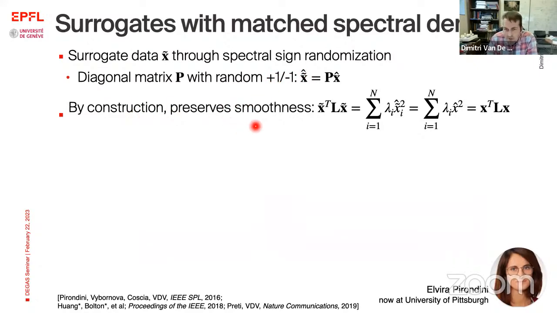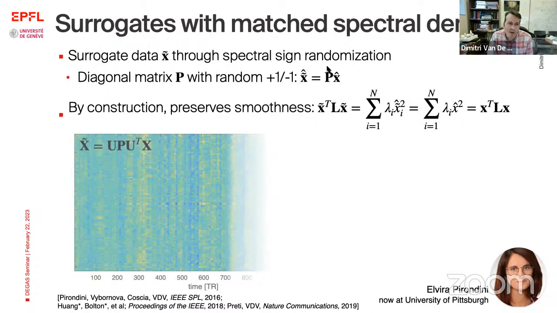And by construction, it's trivial to see that this simple recipe will preserve smoothness, because if you look at the quadratic form of a surrogate graph signal, it is by construction the same as the smoothness, the quadratic form of the original one, because we are only looking at the squares of the spectral coefficients. So the sign simply doesn't matter.